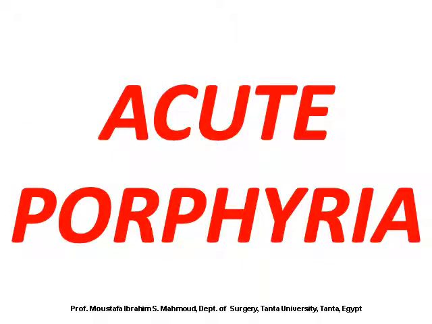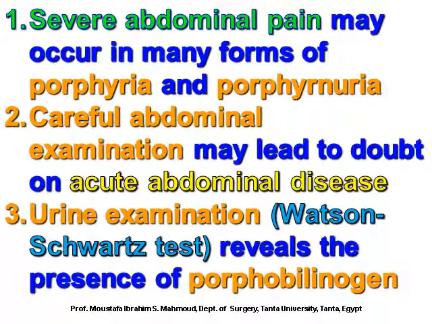Acute porphyria. Severe abdominal pain may occur in many forms of porphyria and porphyrinuria. Careful abdominal examination may lead to doubt on acute abdominal disease. Urine examination by Watson-Schwarz test reveals the presence of porphobilinogen.